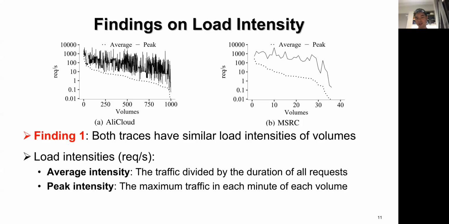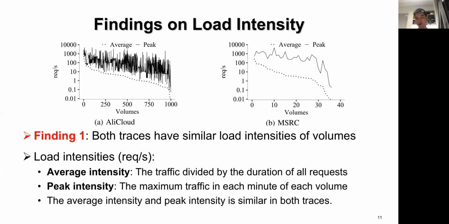For the peak intensity, we divide the whole duration of the requests of the volume into 1-minute intervals and find the peak intensity as the maximum number of requests per minute across all intervals. We plot the figures by sorting all volumes in descending order for the 2 traces, and we find that in both traces, the average intensity and peak intensity are small.